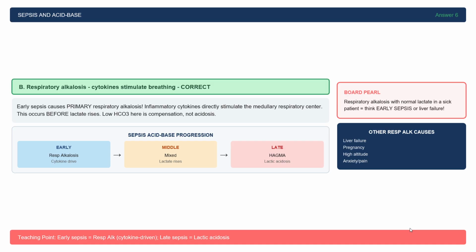So here's an important board pearl. If you see respiratory alkalosis with a normal lactate level in a very ill patient, you should strongly consider early sepsis or liver failure. Other conditions that can cause respiratory alkalosis include pregnancy, high altitude exposure, anxiety, pain, and liver disease. So, the main takeaway is this: early sepsis often causes respiratory alkalosis due to cytokine driven hyperventilation, while late sepsis typically leads to lactic acidosis.